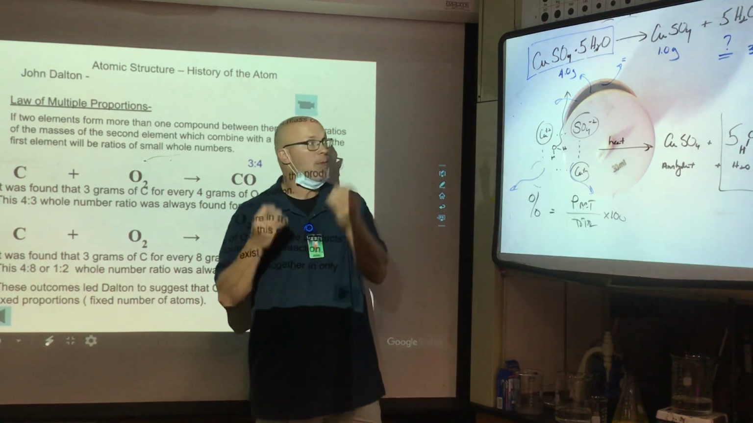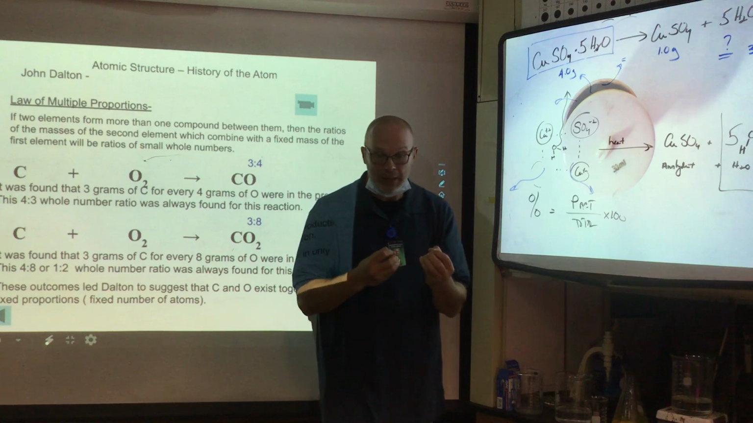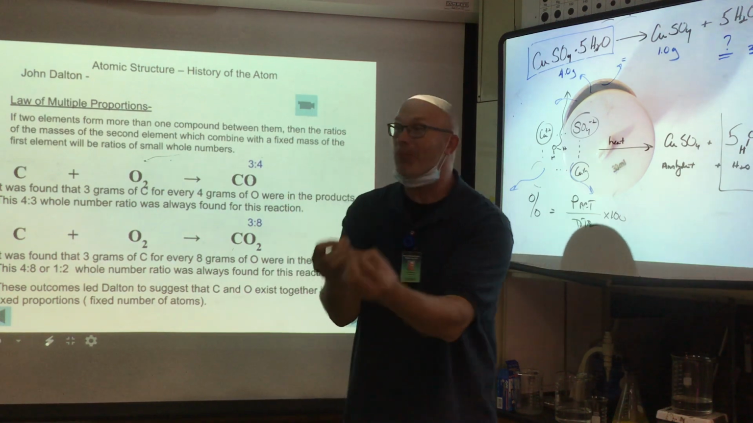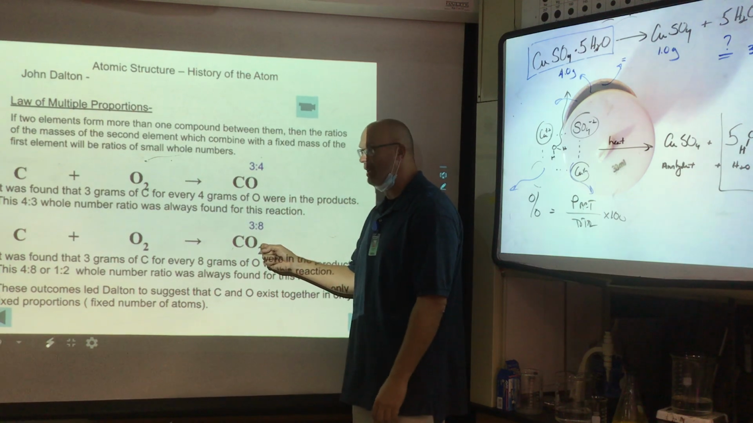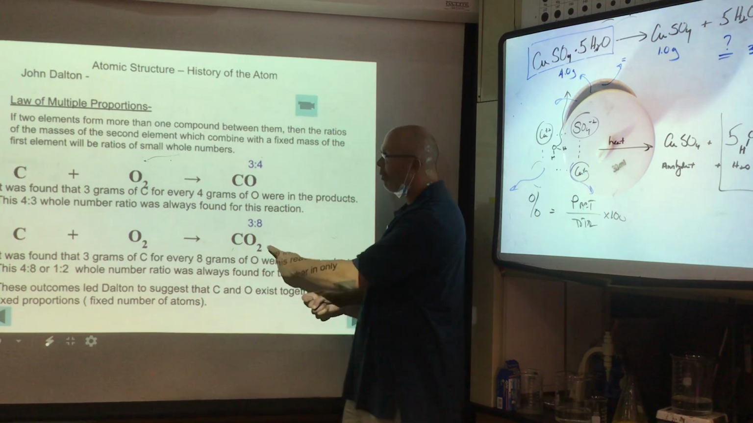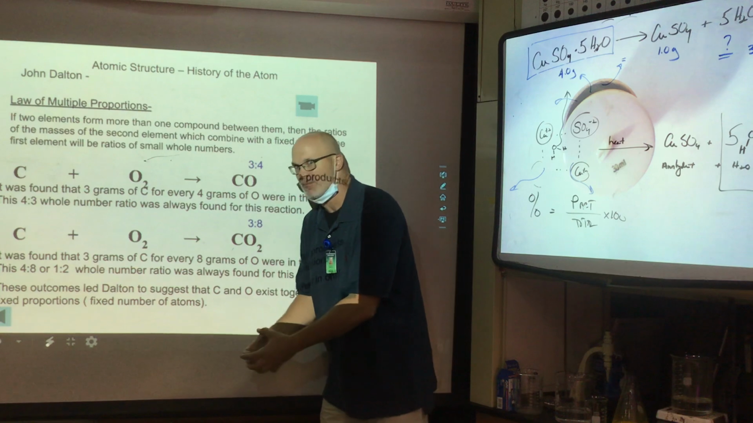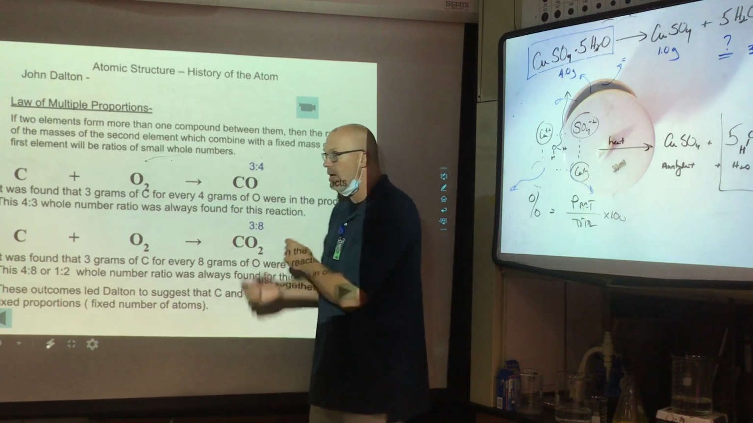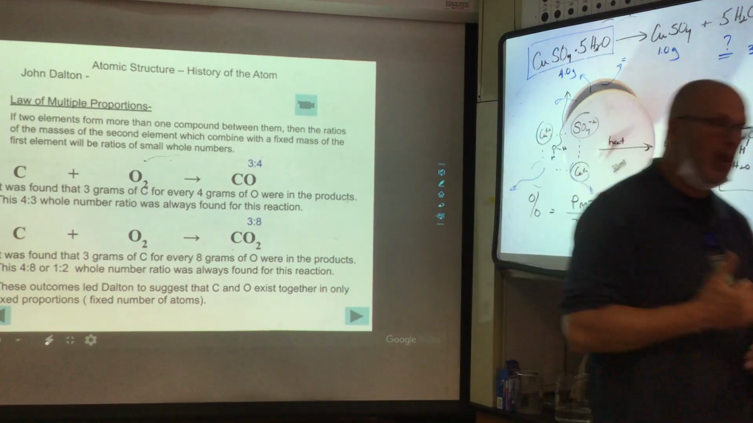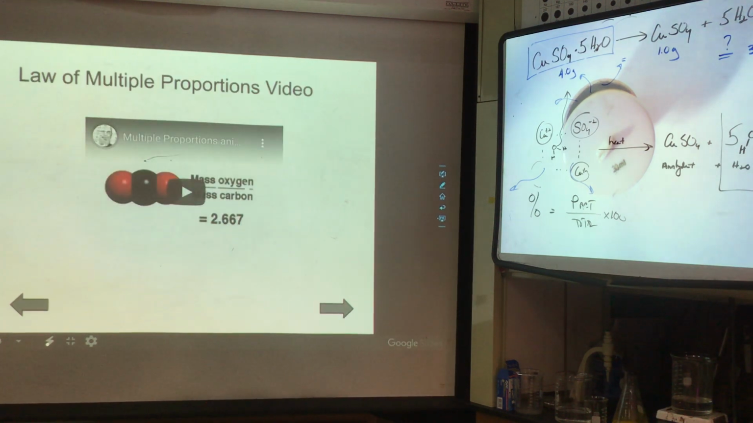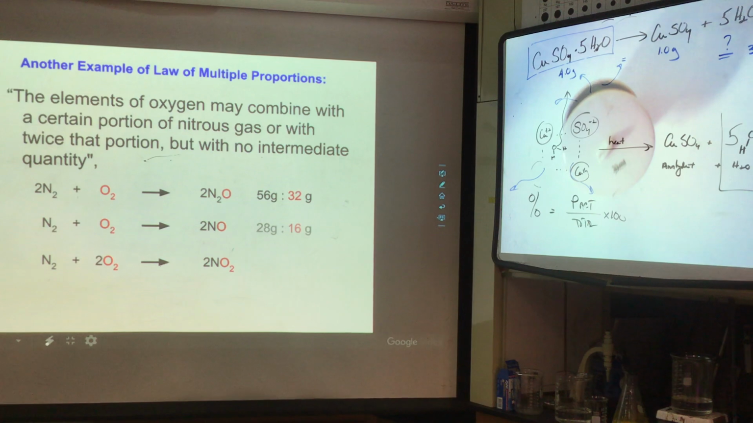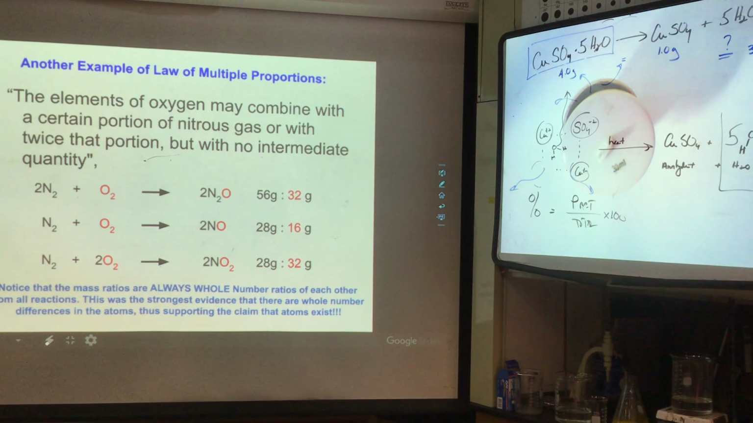My friends, in chemistry, whole number differences give credence to whole numbers of atoms. Why is there twice the mass of oxygen in this compound? Because there's twice the number of oxygen atoms. That's the leap that John Dalton made, and he was right. And that's his major contribution to the theory. Okay? And he did this with a whole bunch of different elements.